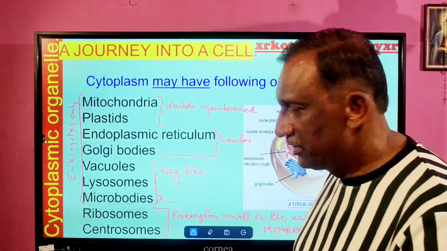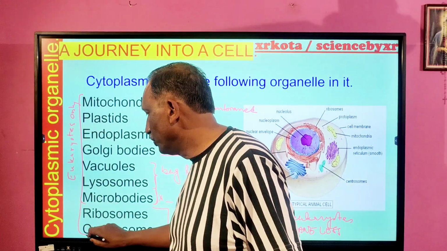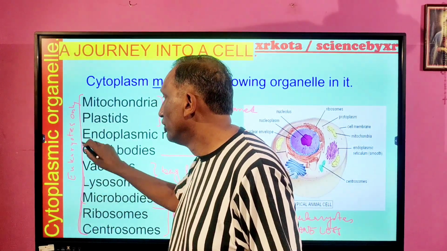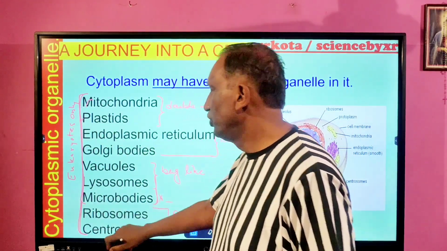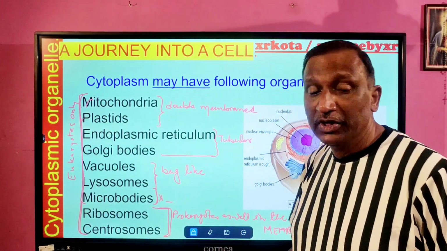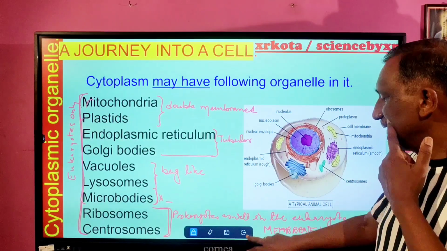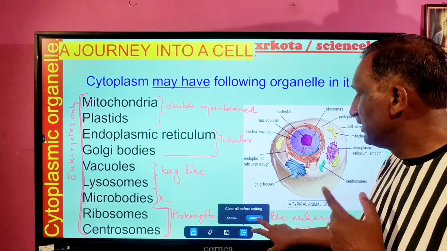Oh, sorry, this is wrong. That is, they are found even in the eukaryotes. All these structures are found in eukaryotes, and if we talk about prokaryote, only these two are found in prokaryotes. Okay, so this is clear to you, it seems.